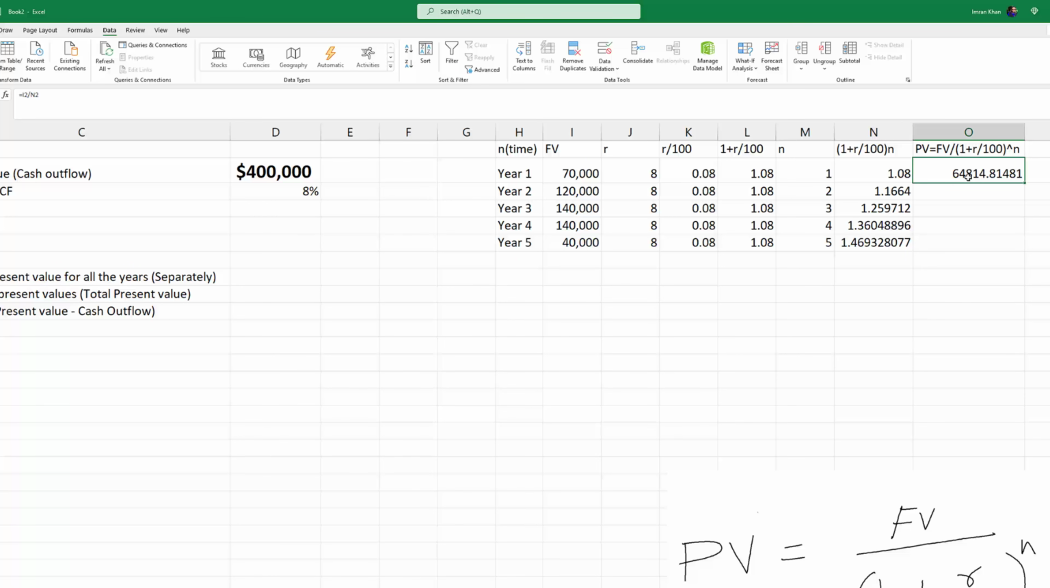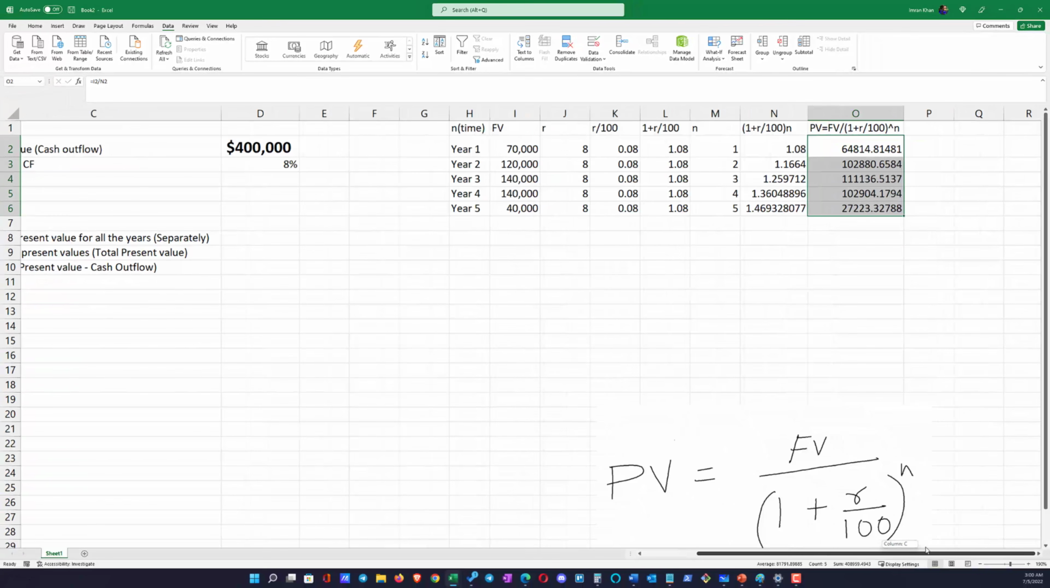So there comes a concept of time value of money. You need to understand time value of money. Let me briefly touch upon that, but let me just drag the formula here. If I drag the formula, it will compute the present value for year 1, year 2, year 3, year 4, year 5. So these are all the present values.